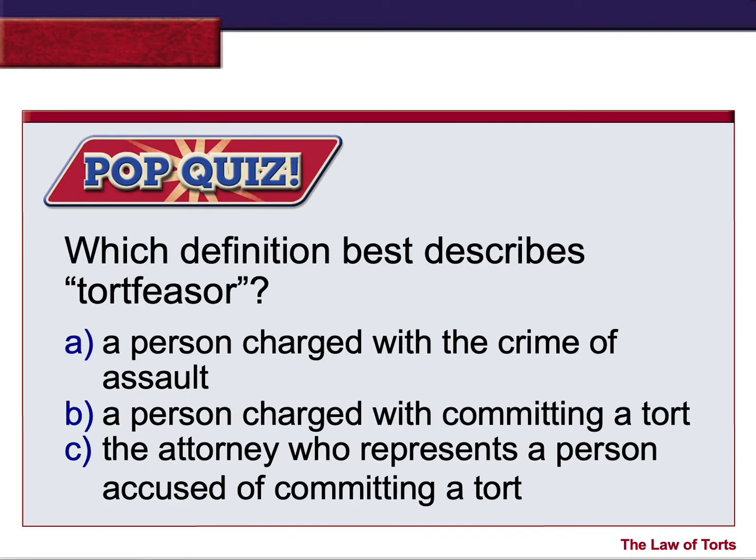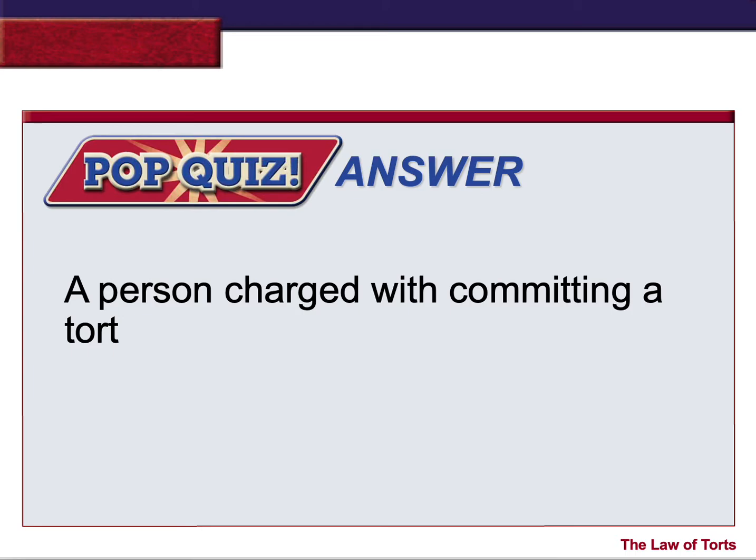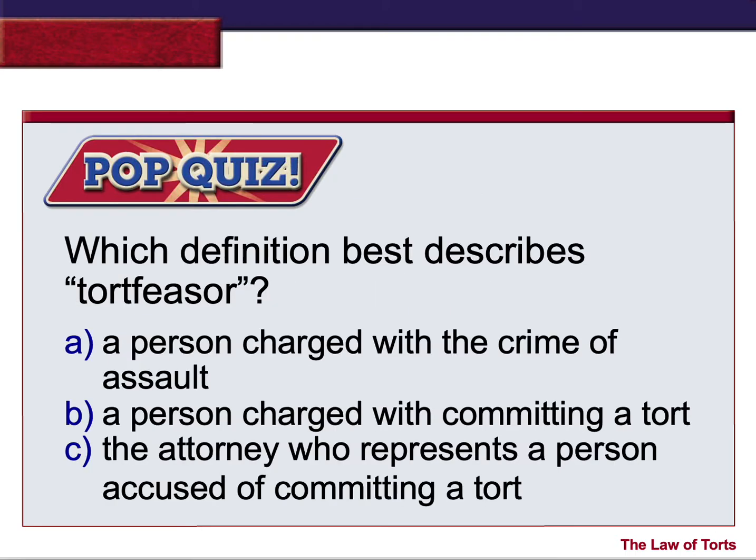Next one. Which definition best describes a tortfeasor? A, B, or C? If you answered B, a person charged with committing a tort, that's correct. It's not A because that's a crime, and it's not a person.